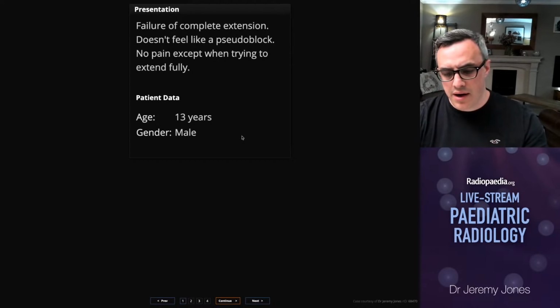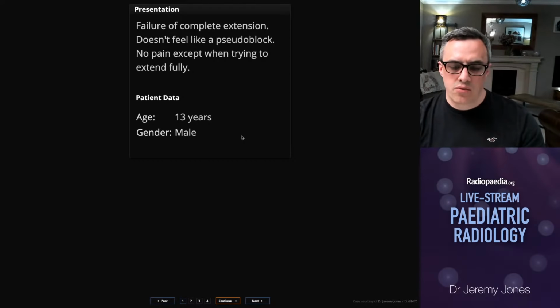So a pseudoblock is essentially a block that the child presents with, but actually if you put them to sleep and examine them under anaesthetic, there's no block there at all. There are a number of reasons for it, but the orthopedic surgeon doesn't think it's that. So they think it's something real. And so we go on and we do an x-ray.